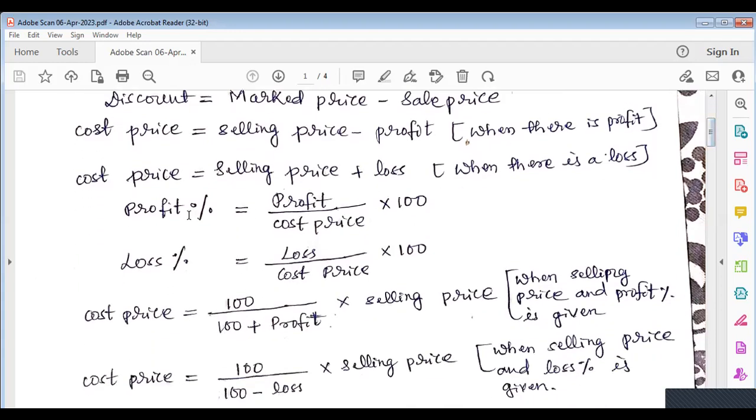Then profit percent can be calculated as actual profit divided by cost price into 100 you have to make. And loss percent means loss in terms of percentage. The meaning of loss percent means the loss in terms of percentage. Profit percent means profit in terms of percentage. So the loss percent is equal to loss divided by cost price into 100. So in this way, you can calculate the loss or profit in terms of percentages.